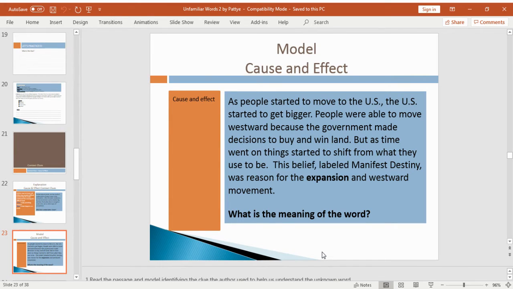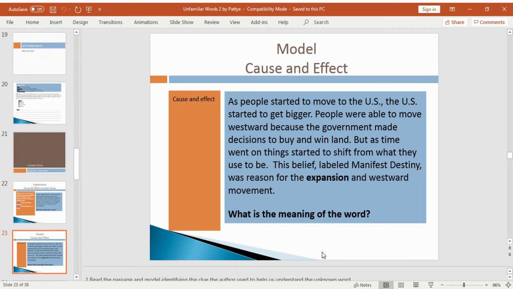Let's look at one more example to understand what cause and effect is. As people moved to the U.S., it started to get bigger. People were unable to move westward because the government made decisions to buy and win land. But as time went on, things started to shift from what they used to be. This belief, labeled manifest destiny, was a reason for expansion and westward movement. So, what is the meaning of the word expansion?